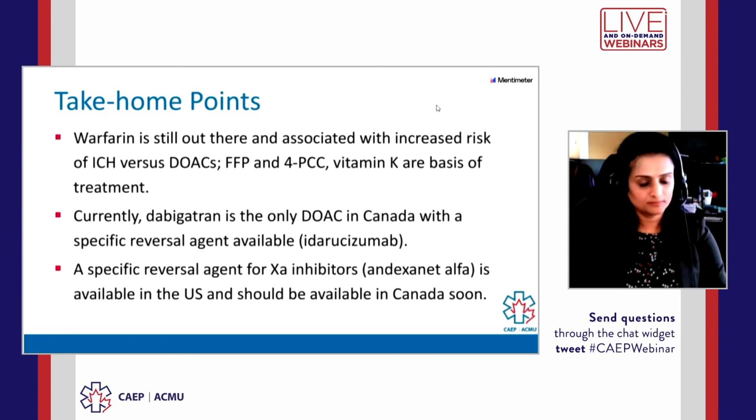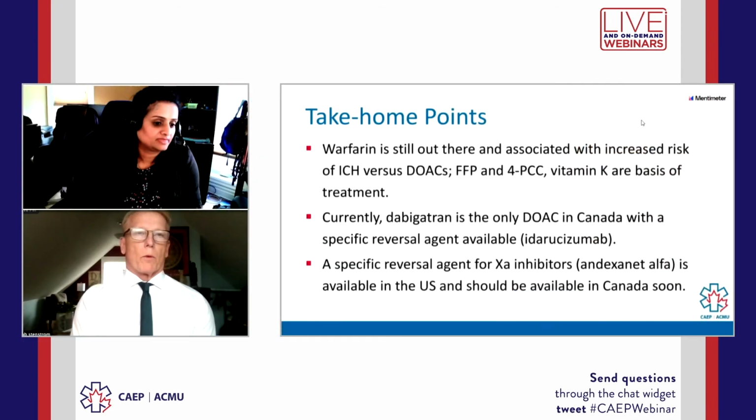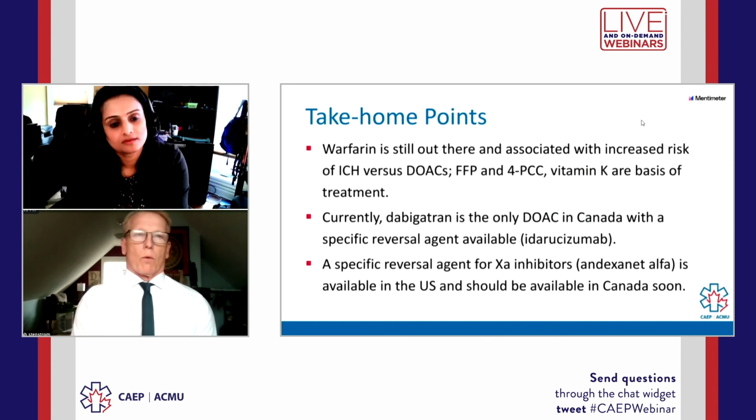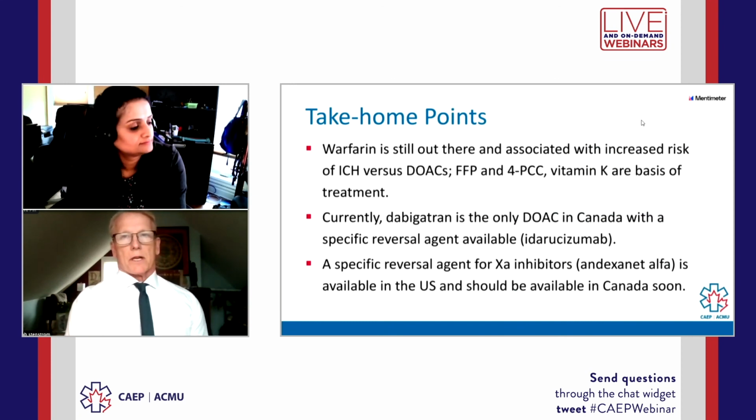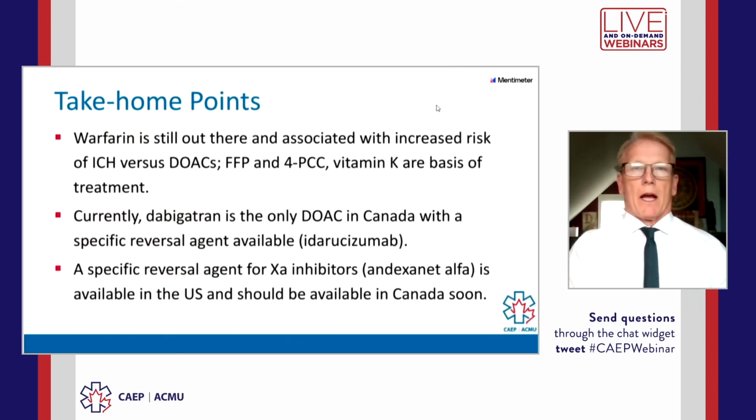So the take-home points are a few that we should all be aware of, and we all know because we see this in our practice, that warfarin is still out there, and it is associated with an increased risk of intracerebral hemorrhage versus DOACs. But there are still many people on warfarin for valvular atrial fibrillation, for other reasons, cost, et cetera. Fresh frozen plasma and 4-factor PCC are the mainstays. 4-factor PCC is probably a better treatment if you can get it in a timely fashion. Vitamin K is also helpful, but it does take a while to act.